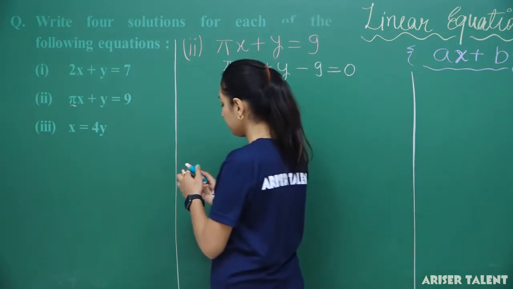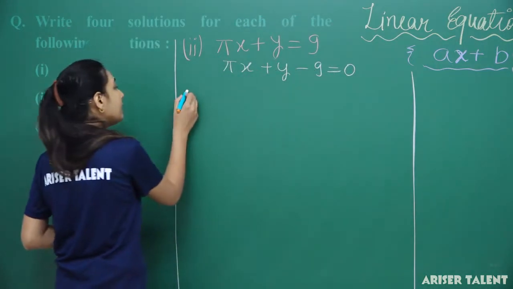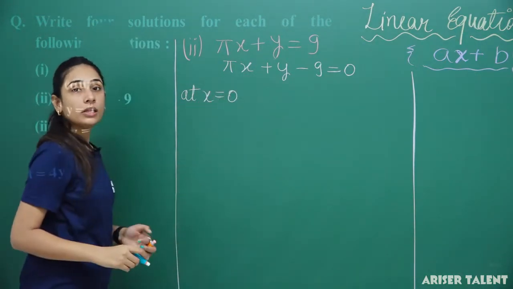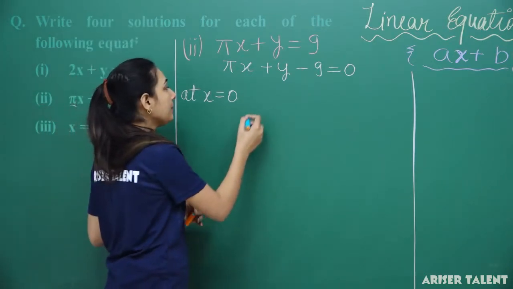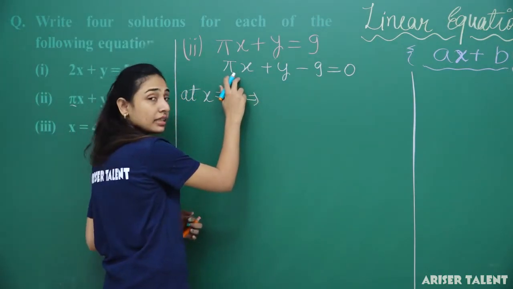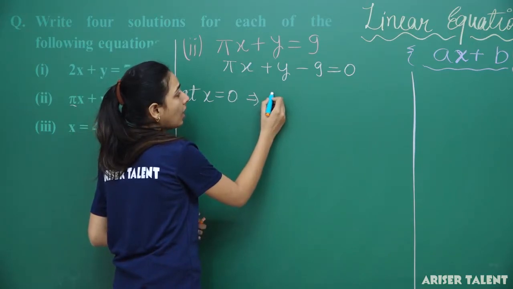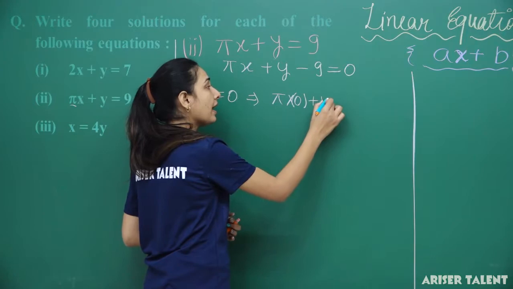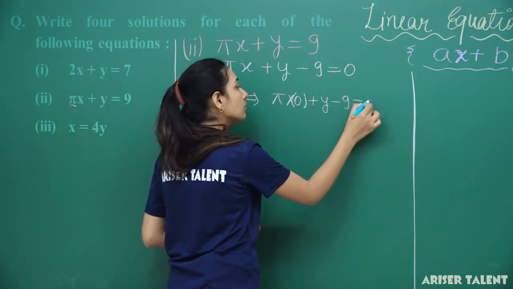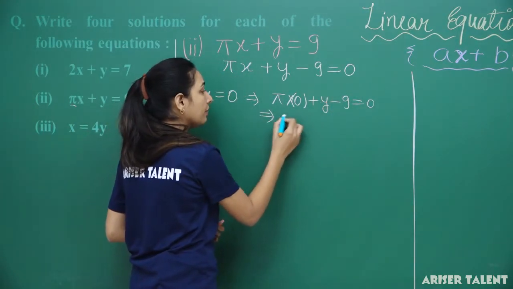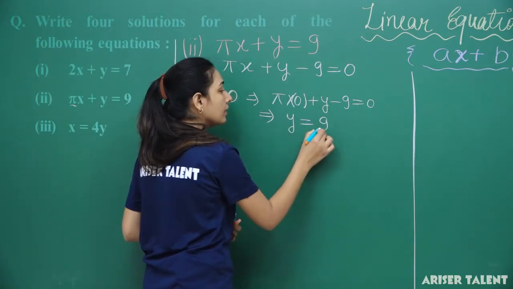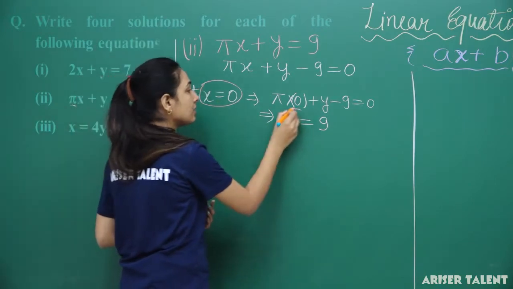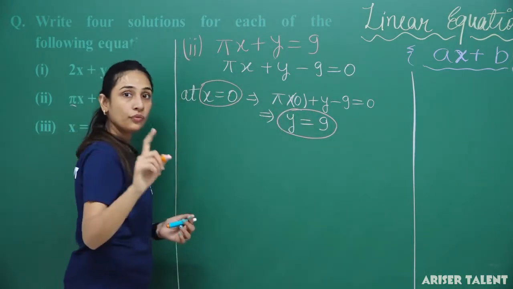So, let us suppose x equals to 0. Now, if I put x equals to 0, this equation will be pi multiplied by 0 plus y minus 9 equals to 0. Now, tell me, what is y? y equals to 9, okay. So, for this value of x, I am getting this value of y, first thing.